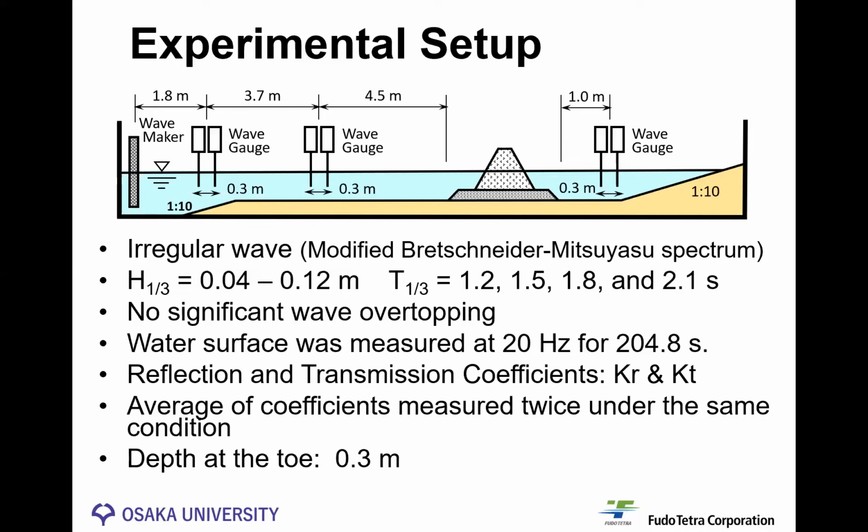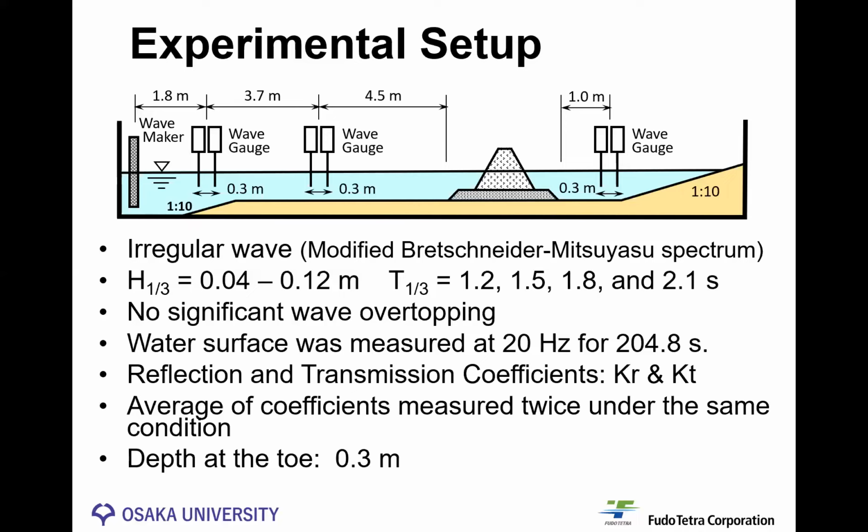No significant wave overtopping was observed, except a few cases. No significant deformation in the profile of the rubber mound structures was also observed. Water surface elevations in front of and behind the rubber mound structure were measured at the sampling rate of 20 Hz for about 200 seconds.